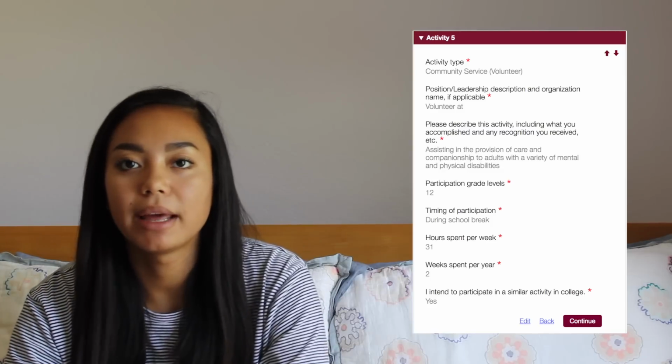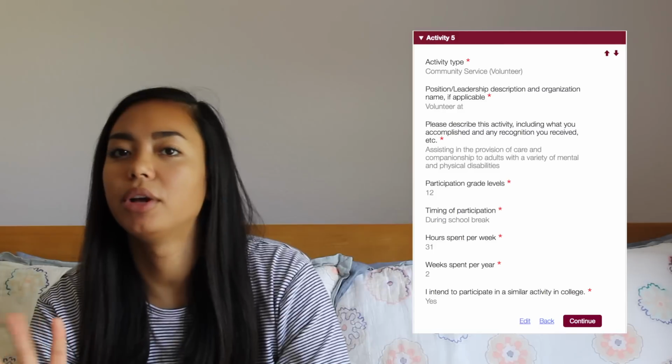And then, do I intend to participate in a similar activity? Yes, I want to partake in just some kind of community service. But, you know, again, don't feel like you have to put yes for everyone if you don't actually have an interest in doing it. I didn't put yes towards some of them I wanted at the end.